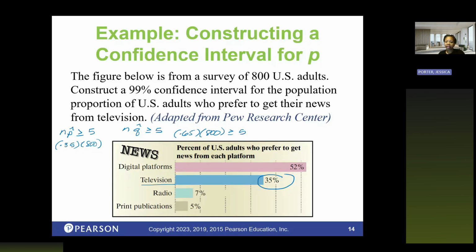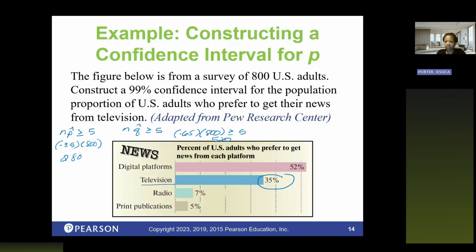I've pulled out my handy dandy calculator enough. I'll let you guys pull out your handy dandy calculators. What are those numbers? All right, 280 and 520. So we pass. We can approximate this distribution with the normal z critical value. Okay.